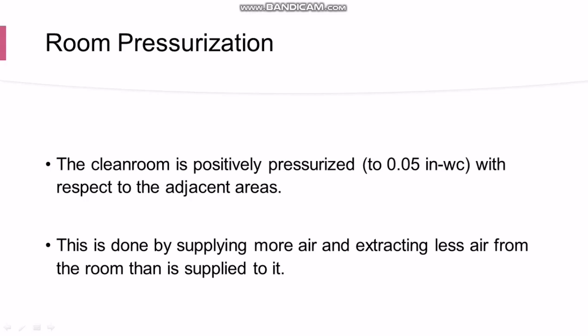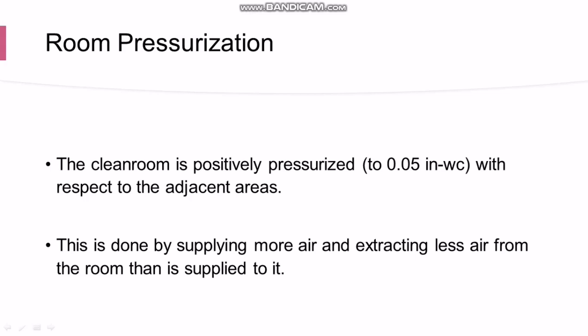How to pressurize the room? Just supply the air according to the ACH, like I have discussed, and extract less air, 10 to 15%, depending upon your pressure, how much pressure you want to build up. That is, if you want 0.05 inch of column pressure, you just control your volume control dampers at the return duct to supply more air and extract less air to pressurize your room.